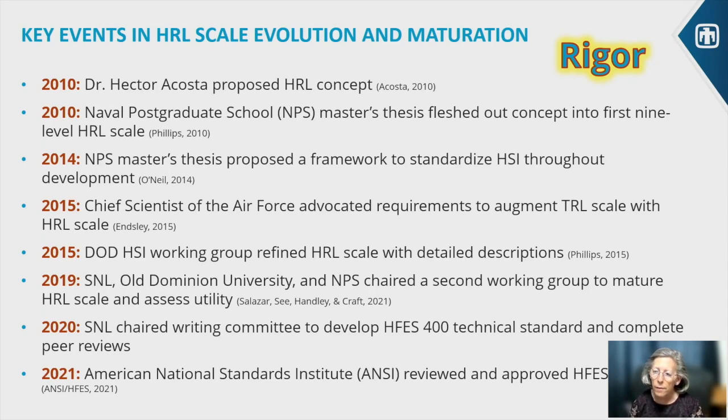And then in 2020, after the working group had finished fleshing out the HRL scale, we formed a writing committee through the Human Factors and Ergonomics Society to develop a formal technical standard for the HRL scale and submit it for peer review and approval through the American National Standards Institute. In 2021, they did review and approve the final standard. It was released for use. It is available free of charge on the Human Factors and Ergonomics website.